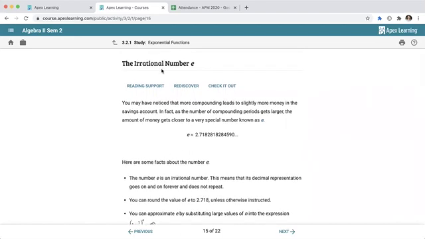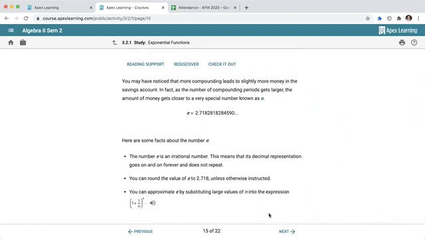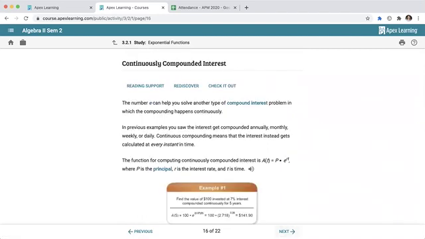And now moving on to this irrational number e. You can read these facts about e here, but basically, we can use this to help us solve a different type of compound interest problem. And this one is if it gets calculated every instant in time. So instead of doing it annually, monthly, daily, it's doing it at every point of the day.